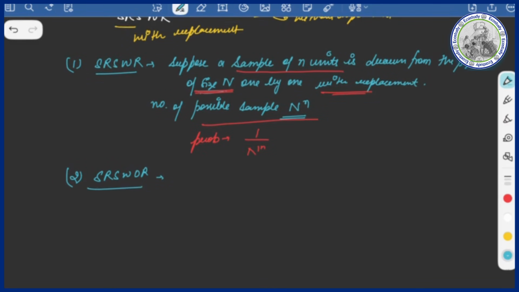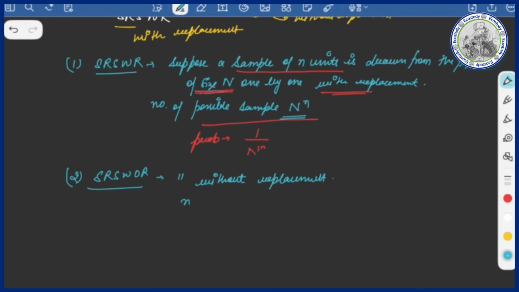So same here, suppose you have to draw n units from the population of size N. I am not writing the whole statement, but it is without replacement; all of the above is the same, without replacement.